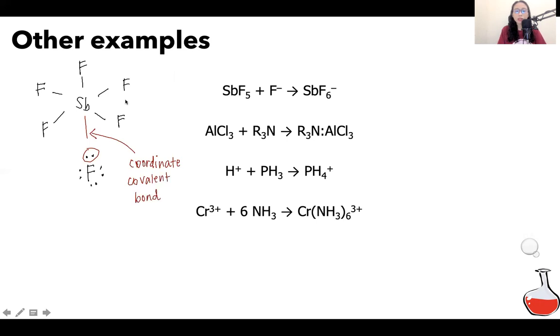So again, in a coordinate covalent bond, the two electrons used to create the chemical bond come from one species. It's different from what we learned in general chemistry, wherein, for example, you have hydrogen with one electron and fluorine, which has seven electrons, and they share. Hydrogen will contribute one electron and fluorine will contribute one electron to form the covalent bond. This is a purely covalent bond, but the other is a coordinate covalent bond. Other examples: you have aluminum chloride plus trialkyl amine forming this adduct.